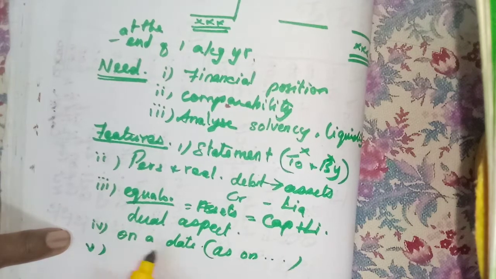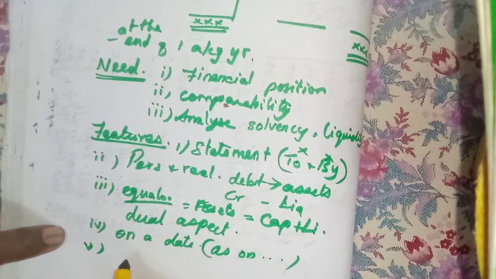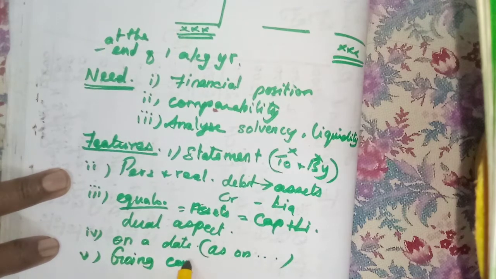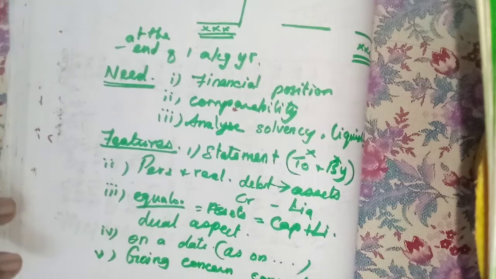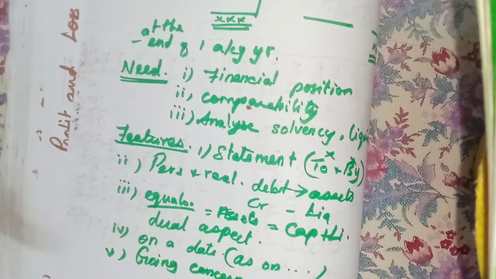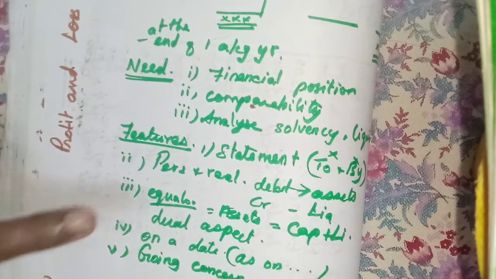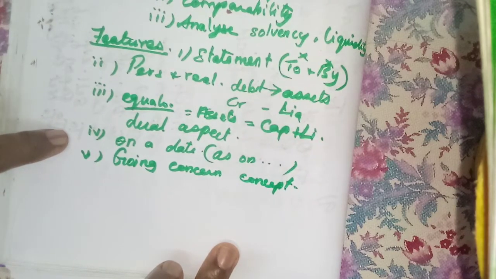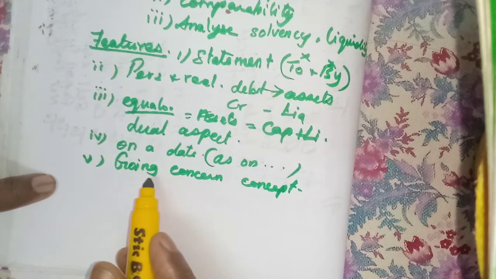Then it shows the financial position of the concern, because it follows the going concern concept. Because of the going concern concept only, for the fixed assets we will calculate a particular percentage as depreciation, deduct it and show it, and in the same way we will deduct some percentage as provision for doubtful debts. That is deducted because of this concept, the going concern concept.